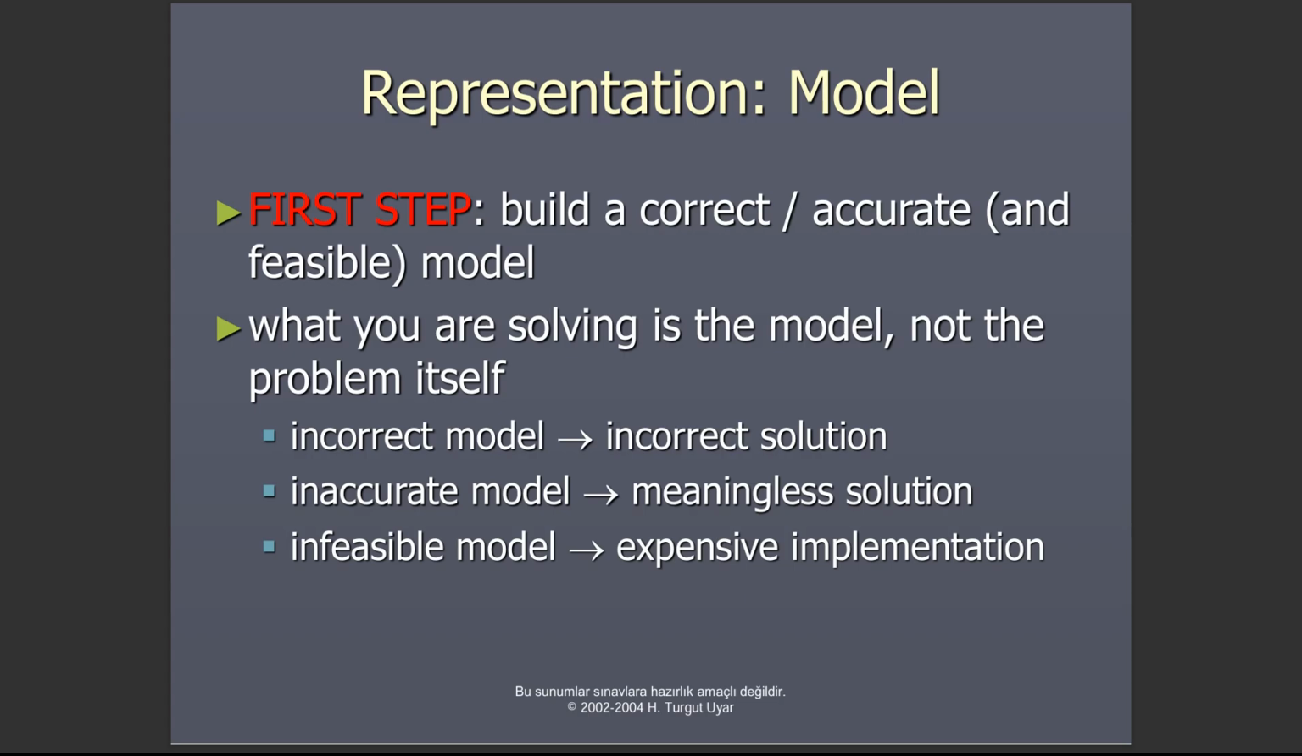The first step in programming is to create a model. A model is a way to represent the problem. Don't forget this. A model is a way to represent the problem. We have a problem, we need to represent it with a model. Remember, we solve the model, not the actual problem. If the model is incorrect, the solution will also be incorrect. If the model is not accurate, the solution might not make sense. And if the model is too complicated, it can be very expensive or slow to use.